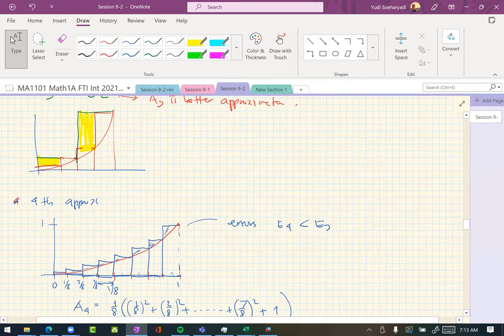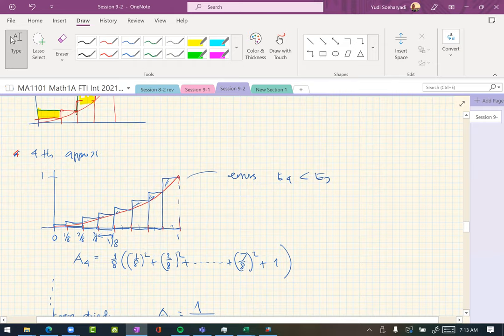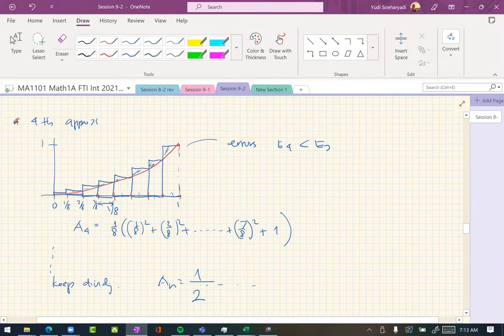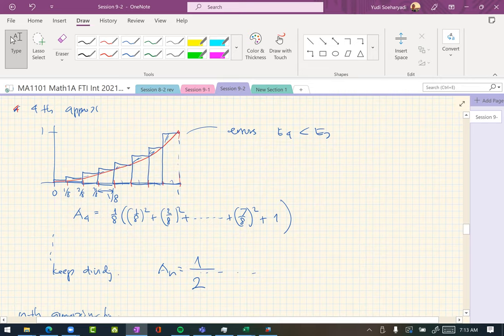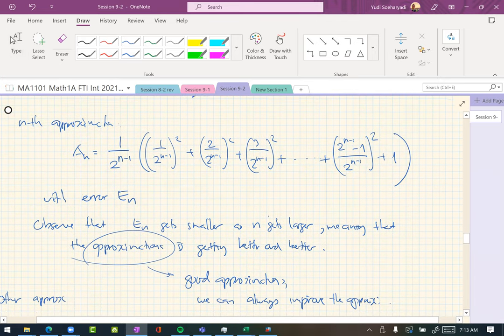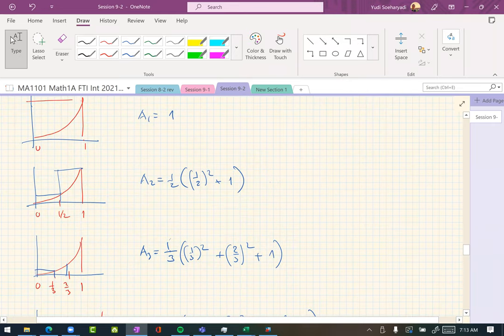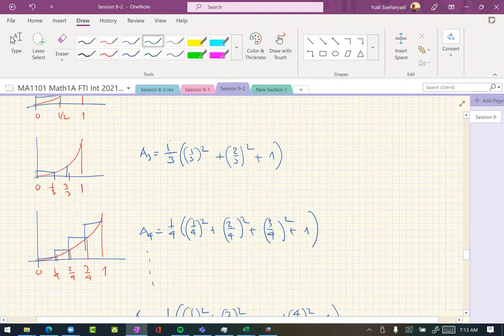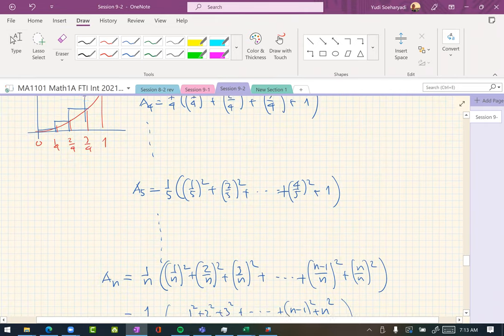And we keep going on and on, and we try to come up with a formula. But to come up with the formula, it's easier if we do it step by step: use one rectangle for the first approximation, two rectangles for the second approximation, three rectangles for the third approximation, and so on. So you can guess what the formula is. One rectangle, two rectangles, three rectangles, four rectangles, right? And so you may guess what the formula is.